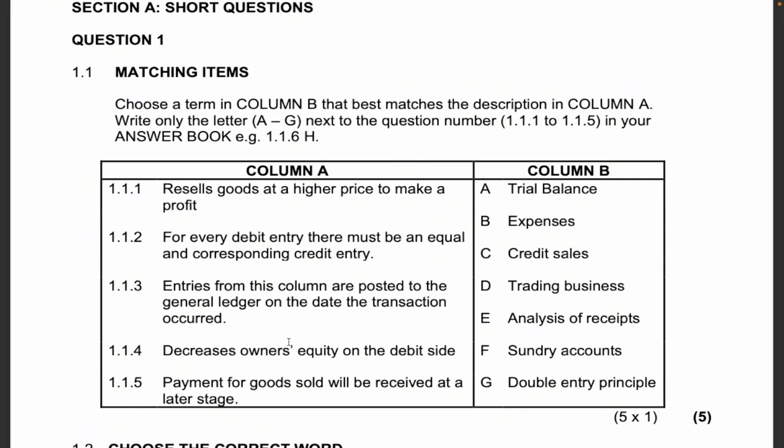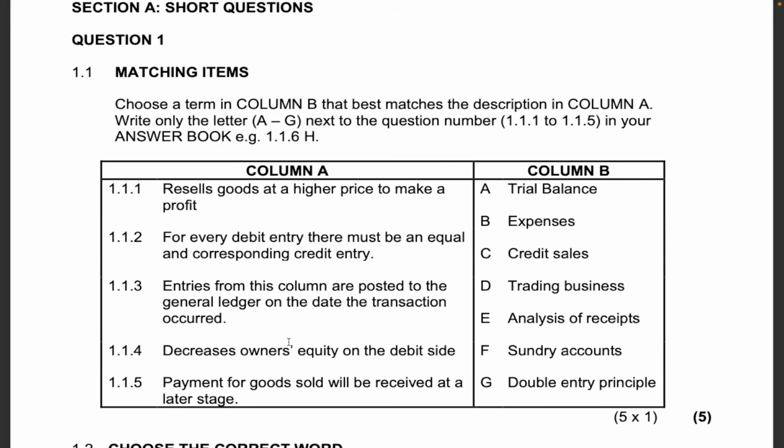Alright, 1.1.4: decreases owner's equity on the debit side. Okay, so the question is, what do we record under owner's equity, or what affects owner's equity? Well, you may need to note this down, but this is income, expenses, drawings, and capital. Those four affect owner's equity. And so which ones increase owner's equity and which ones decrease owner's equity? Well, income does increase owner's equity, which should be obvious, right?